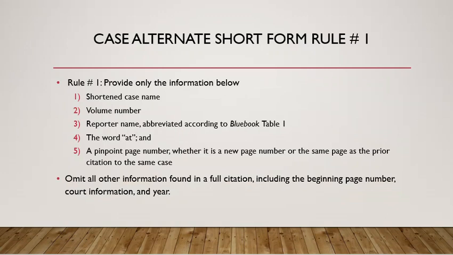Case alternate short form rule number 1. Provide only the information below: shortened case name, volume number, reporter name abbreviated according to Blue Book Table 1, the word at, and a pinpoint page number, whether it is a new page number or the same as the prior citation to the same case. Omit all other information found in the full citation, including the beginning page number, court information, and year.